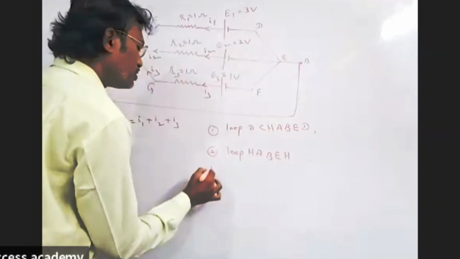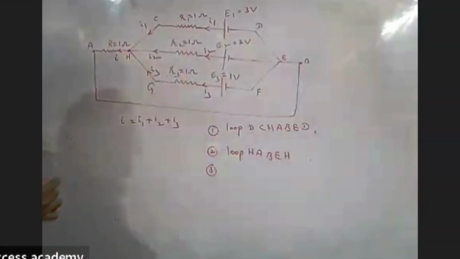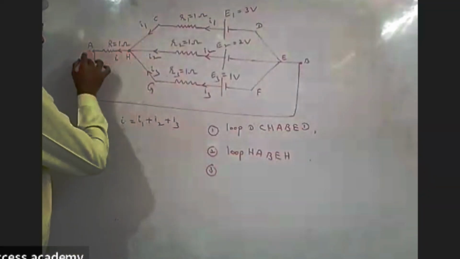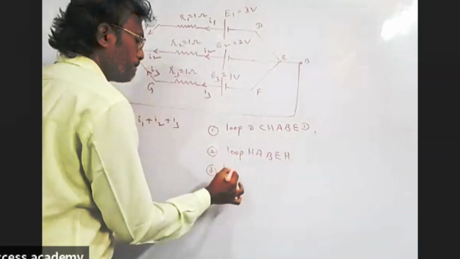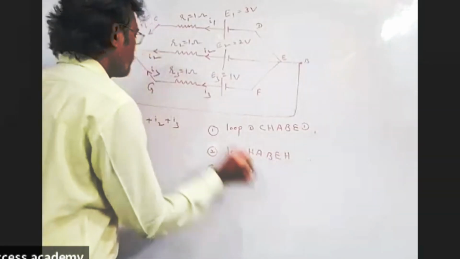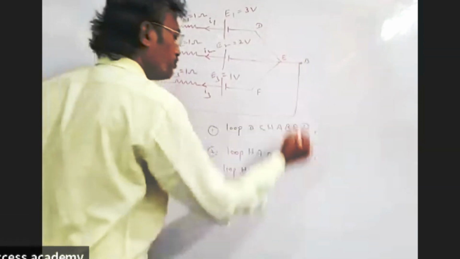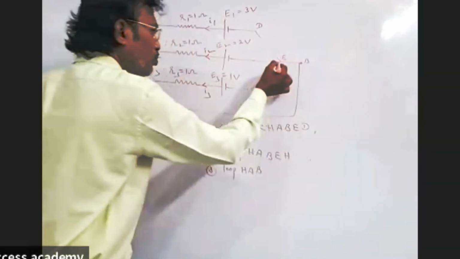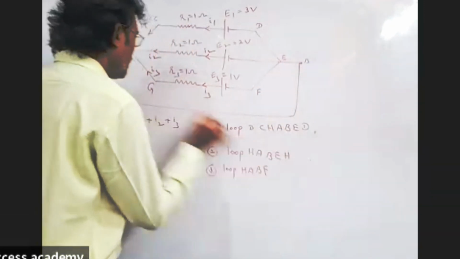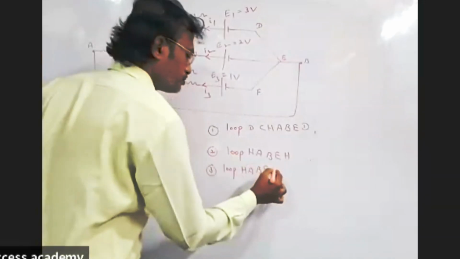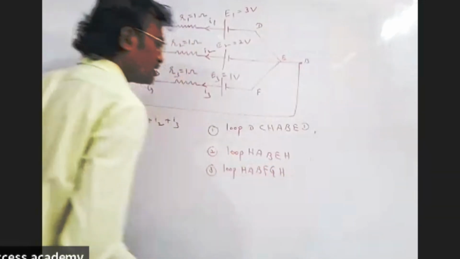And then the third loop. By taking the third loop, you will get another equation. Take H only: H, A, and like this B, and move like this F, G, H. This is the third loop.